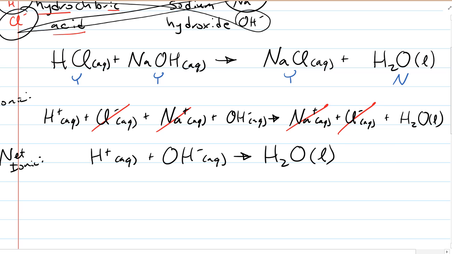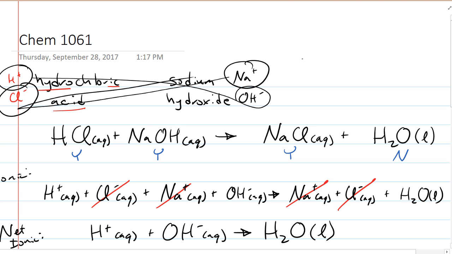And as far as the molecular equation goes, and this is probably something you learned in high school, if you react together an acid and a base, your products are always going to be a salt plus water. When you react together an acid and a base, your products are always going to be a salt plus water.